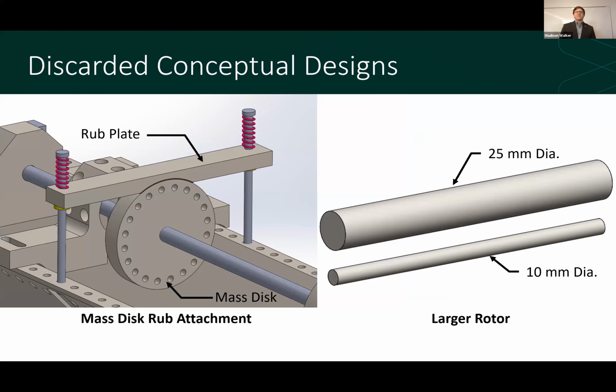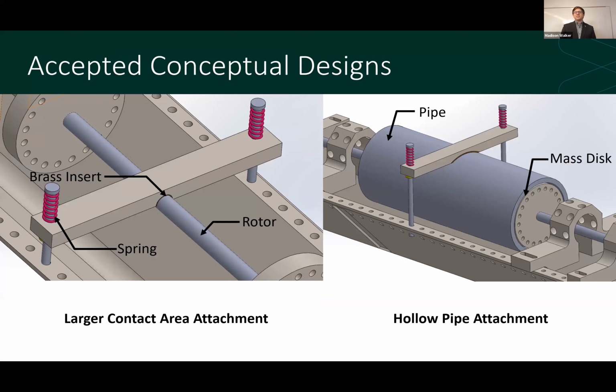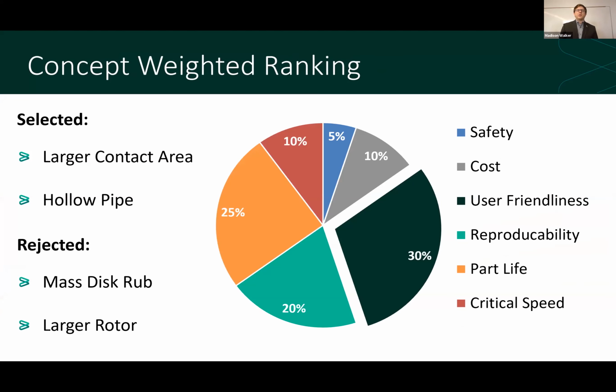Some discarded conceptual designs that we looked at, we wanted to either rub on the mast disc itself or use a larger rotor. And we ended up throwing these out due to cost, but they did offer great benefits as it increased the surface velocity where it would be rubbing. The accepted conceptual designs that we decided to move forward with was a larger contact area on the original rotor and a hollow pipe attachment that would increase the diameter of the rotor in a selected area. Here you can see how we weighted each of these concepts. And as you can see here, user friendliness was weighted pretty heavily. The larger contact area and the hollow pipe attachment were selected to move forward, and the mast disc and larger rotor were rejected.